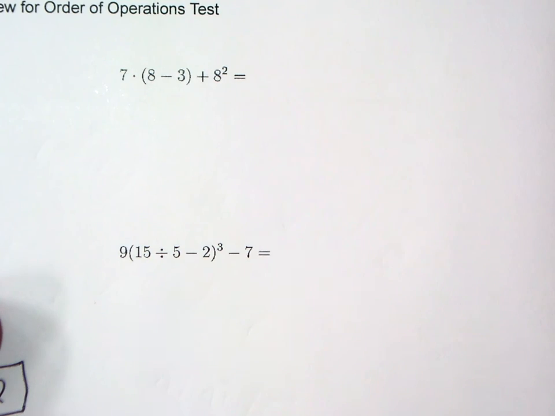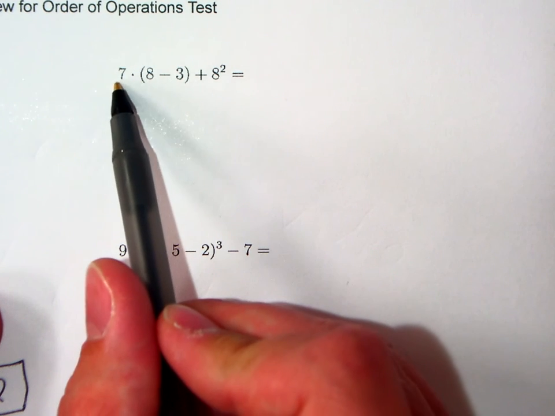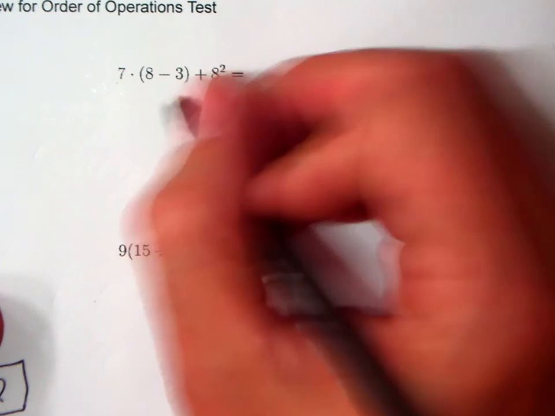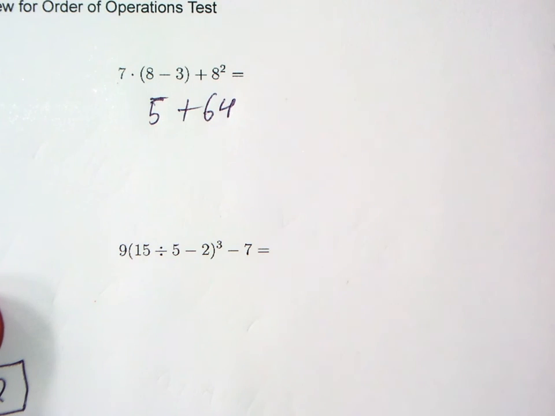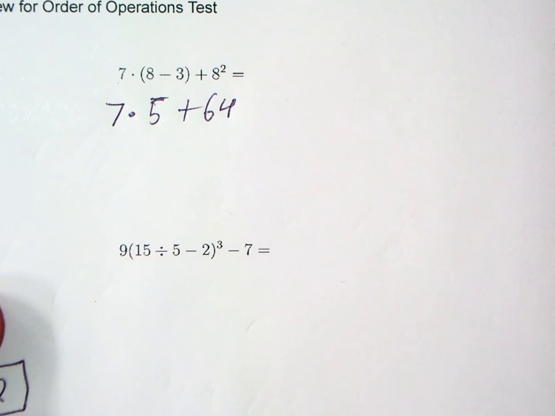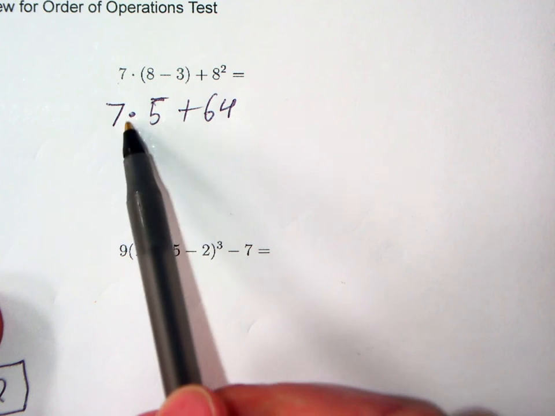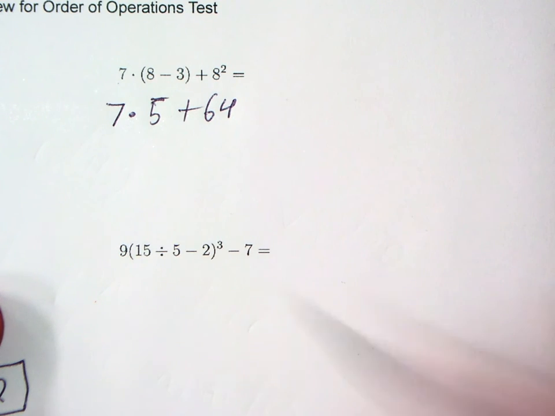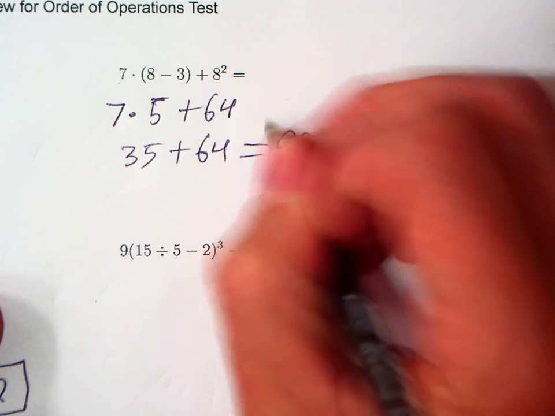Halfway done. When people did this problem in the homework, or the practice, they forgot about this 7. They would do 8 minus 3 is 5, and they would carry on and say plus 64, and they would get the wrong answer because they forgot to multiply by 7. Remember, everything carries down. So 8 minus 3 gave us 5, and 8 squared gave us 64. What comes first, multiplication or addition? Multiplication does. So I get 35 plus 64, which is 99.